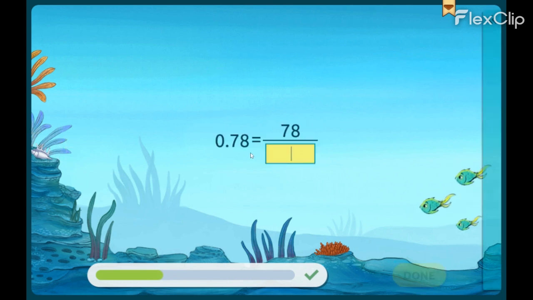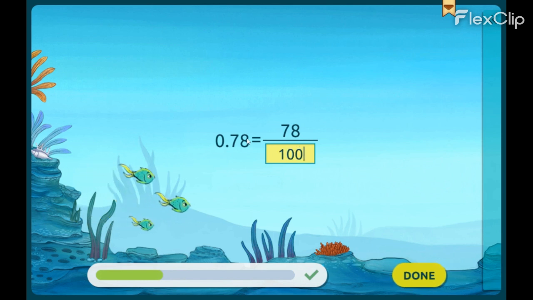Again, the decimal needs to be converted into the fraction and the denominator is missing. We have to figure out, is it 1, 10, 100, or 1000? We have 2 seats. That's why we have 100 sitting as the denominator. 2 seats, 2 zeros. That's correct.